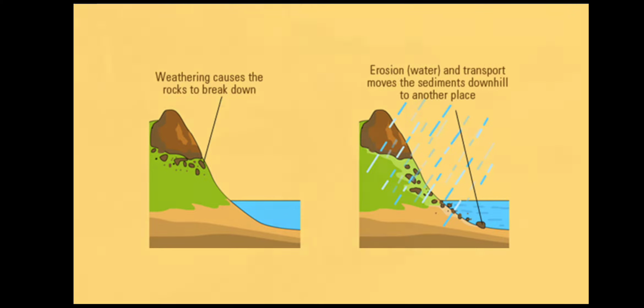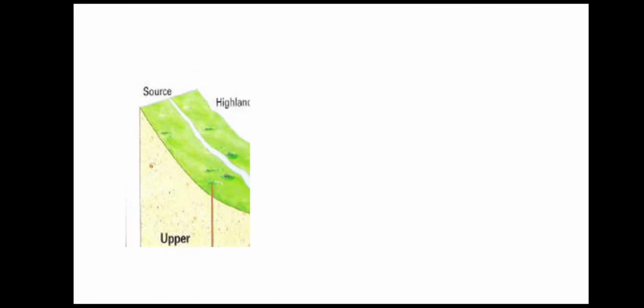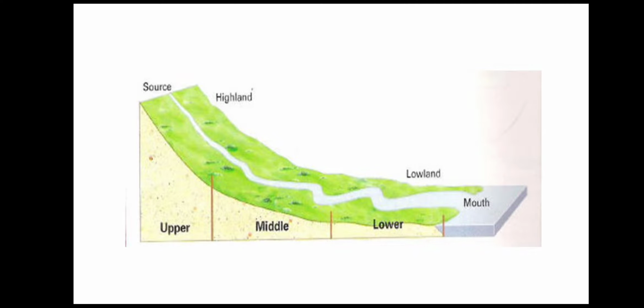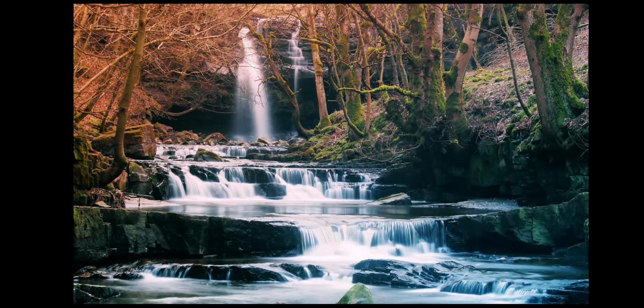Work of a river. The running water in the river erodes the landscape. The course of a river can be divided into three parts. First part, upper course; second, middle course; and third, lower course. When the river tumbles at a steep angle over very hard rocks or down a steep valley side, it forms a waterfall.